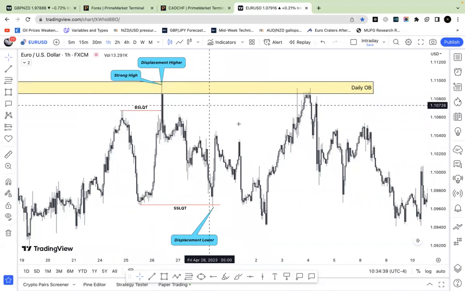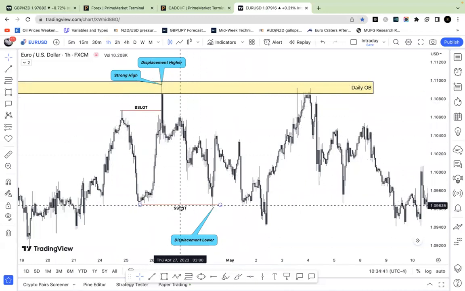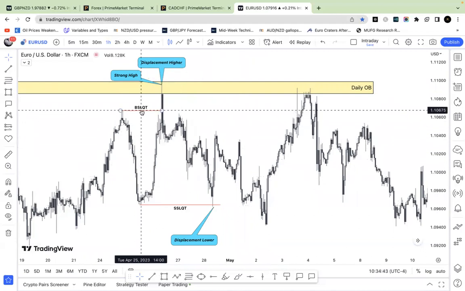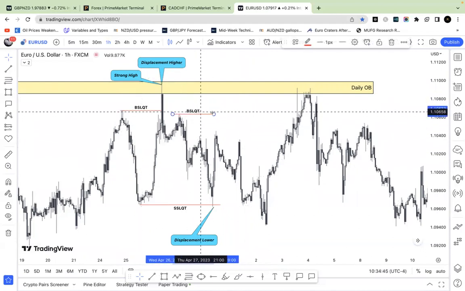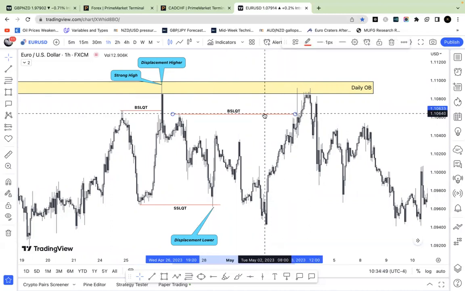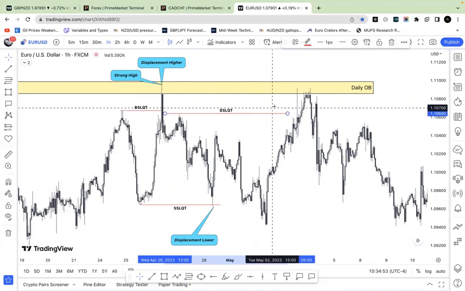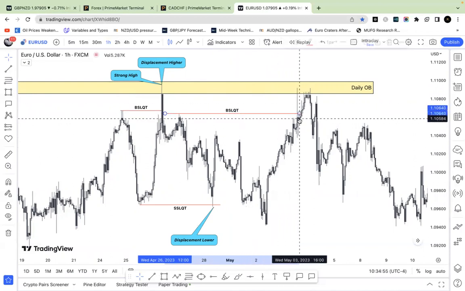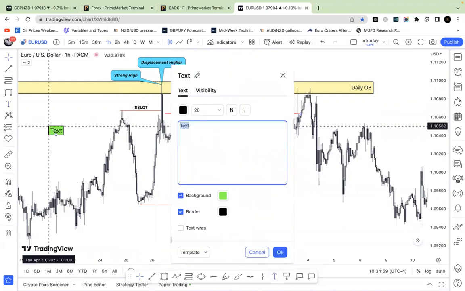So price came up in this case, took all of the buy side liquidity right here. And as you can see internally, right? So you can think of this as like a phase one over here.